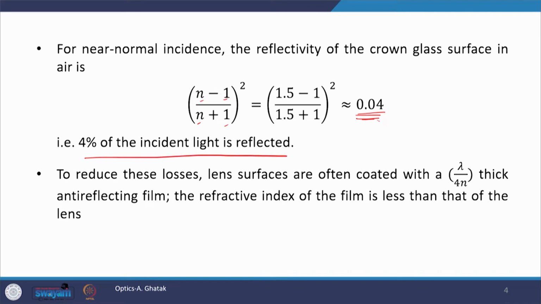Okay. Similarly, now to reduce the losses, the lens surfaces are often coated with some thin film, and this thin film is chosen in such a way that the reflection from the upper surface and reflection from the lower surface of the thin film destructively interfere.